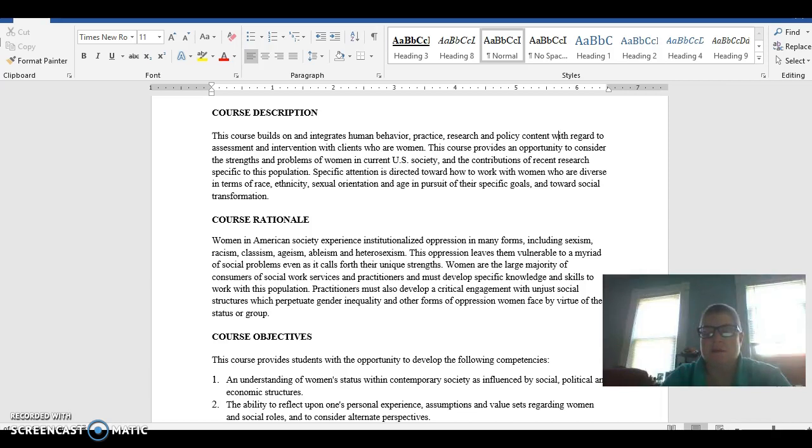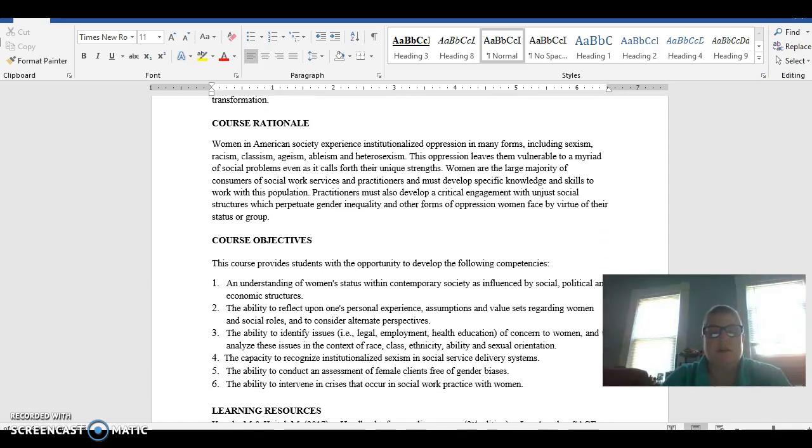It's focused on a population of interest to you, women's issues, but it's pulling together all of the other social work curriculum. So if you have questions about that or concerns, certainly reach out to me. It is an opportunity to consider the strengths and problems of women in current U.S. society and internationally, and the relevance of recent research to what we know about working with women. We'll look at diversity and women in all kinds of settings and capacities.